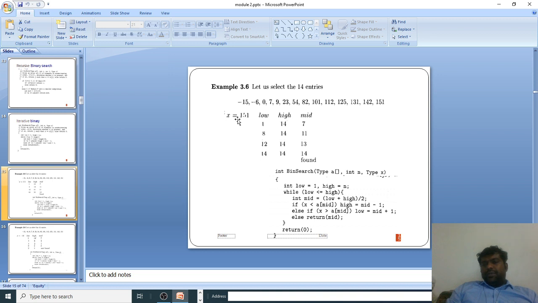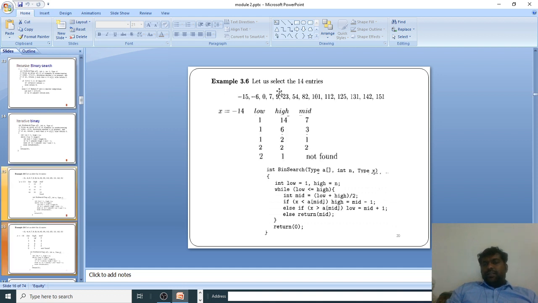Similarly, here you're going to compare the element. Since you're going to compare the element, you're going to find that 151 is greater than the mid. So again you're going to go from 8 to 14. Again you're going to find out the mid, and again you're going to go on the right hand side, again you're going to find out the mid. Now you'll find that the key element is equal.